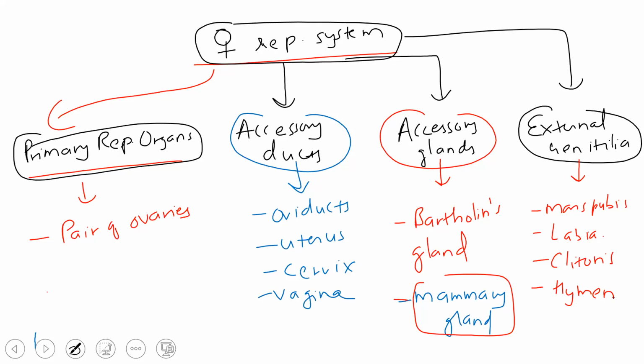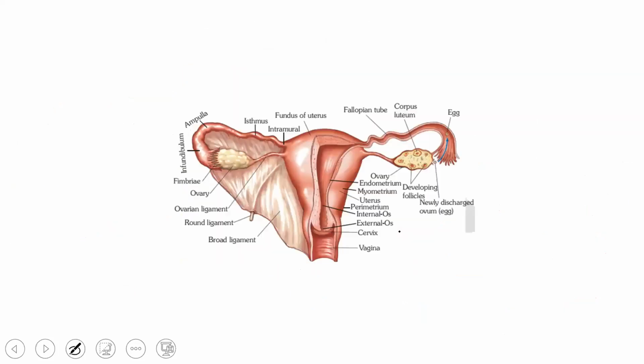So these are the main different structures. There is a pair of ovaries. There are oviducts, uterus, cervix, vagina, which will be in accessory ducts. In the accessory glands, there will be Bartholin's gland and mammary gland. Mons pubis, labia, clitoris, hymen are part of the external genitalia, just like the male penis. So this is what we have primarily in the female reproductive system.